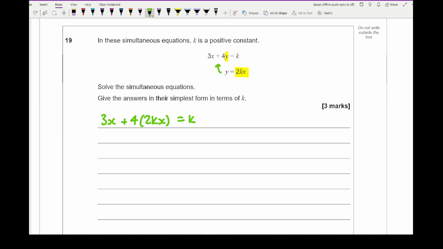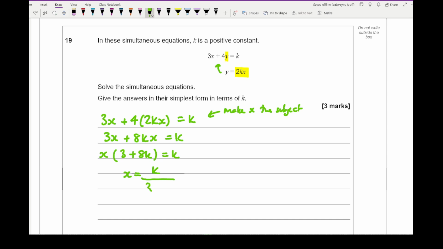What I now need to do is make x the subject. If I expand the brackets, I get 3x plus 8kx equals k. I want to factorize this, so I get x out. So I've got x times (3 plus 8k) equals k. Therefore x equals k over 3 plus 8k, and that is one of my solutions.